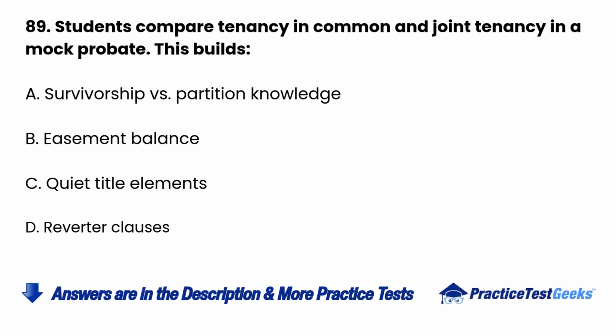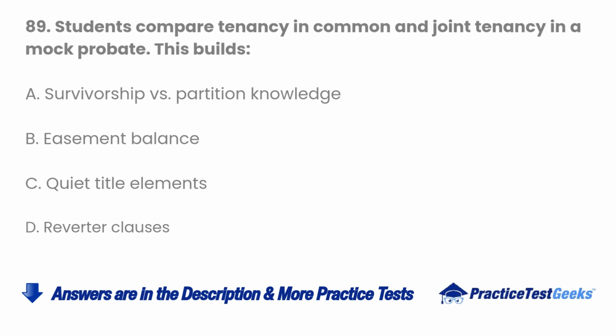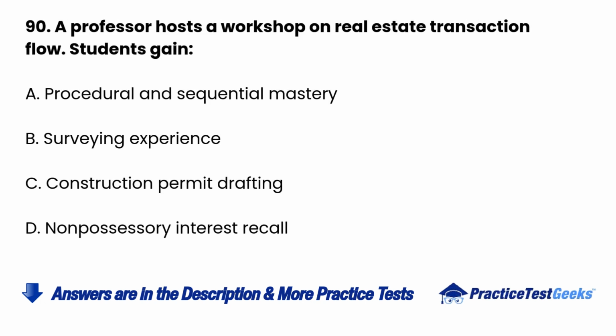89. Students compare tenancy in common and joint tenancy in a mock probate. This builds A. Survivorship versus partition knowledge. B. Easement balance. C. Quiet title elements. D. Reverter clauses. 90. A professor hosts a workshop on real estate transaction flow.